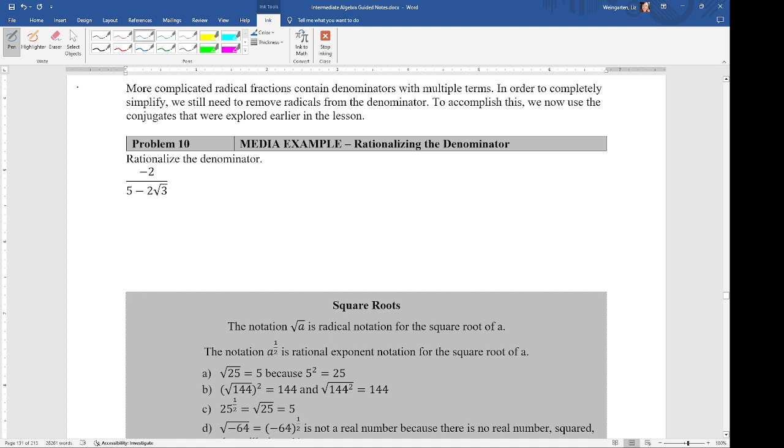So what I'm going to do is multiply the top and bottom by the conjugate, which is why we learned about conjugates. It's what you use 99.9% of the time to rationalize the denominator. So I'm going to multiply the top and bottom by 5 plus 2 times the square root of 3. So I'm going to distribute that negative 2.